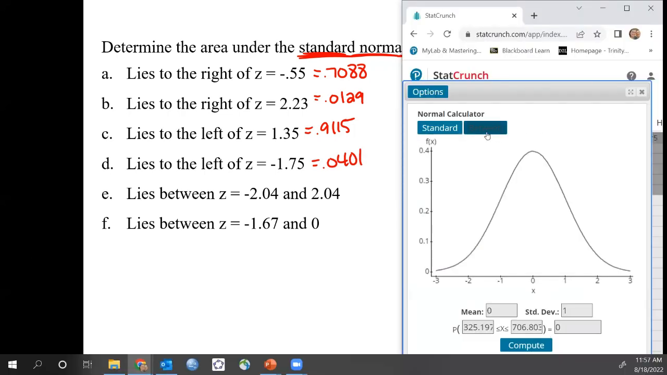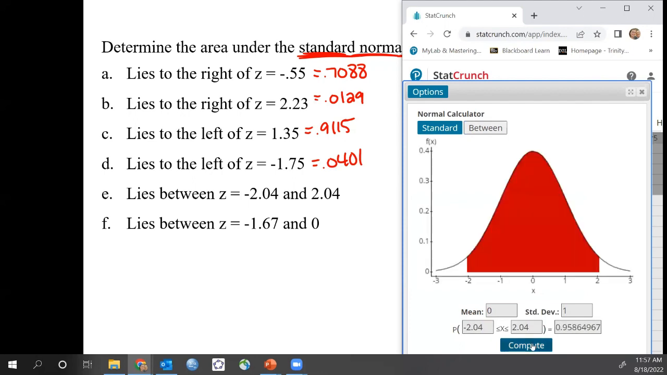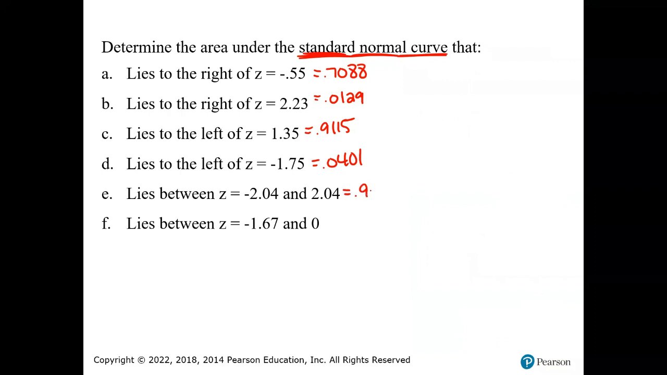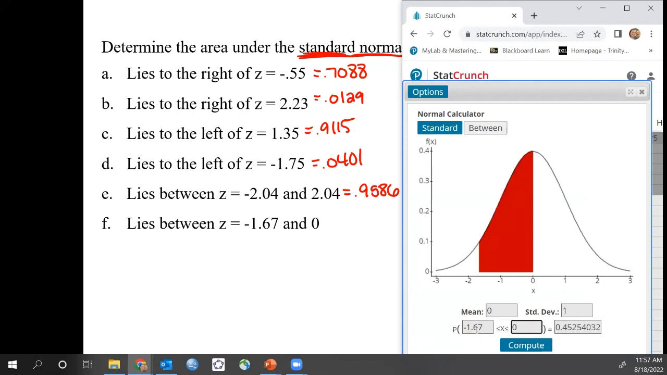And these last two are going to be betweens. So I need to type two values, negative 2.04 and positive 2.04. There we go. Let's try that. 0.95864 is not going to round it. So 0.9586. Negative 1.67 and 0. All right, 0.4525.